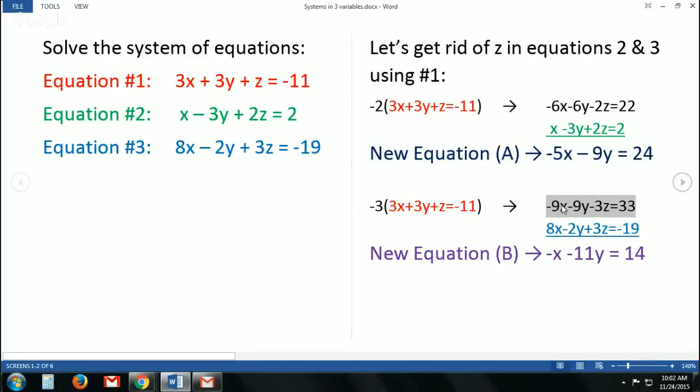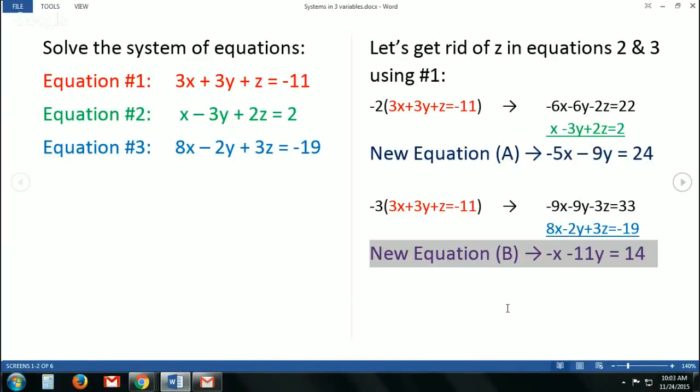Now let's add the two rows together, this multiple that we created with the original equation number 3. Adding them together, minus 9x plus 8x gives me negative x. Minus 9y minus 2y gives me minus 11y. And 33 minus 19 gives me 14. Here is a new equation B that has no z as part of it. Set it aside where you put new equation A. We're going to want those things in just a second.